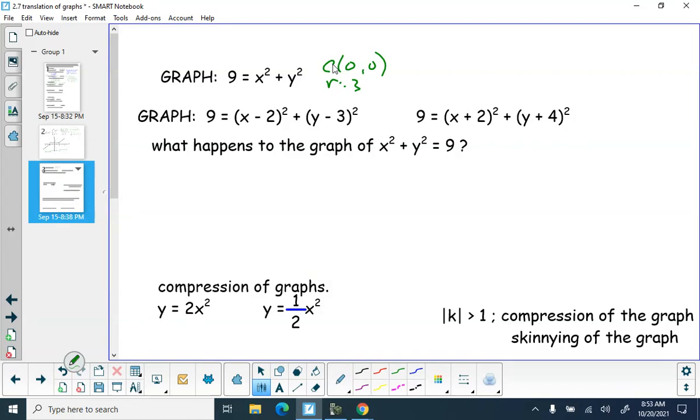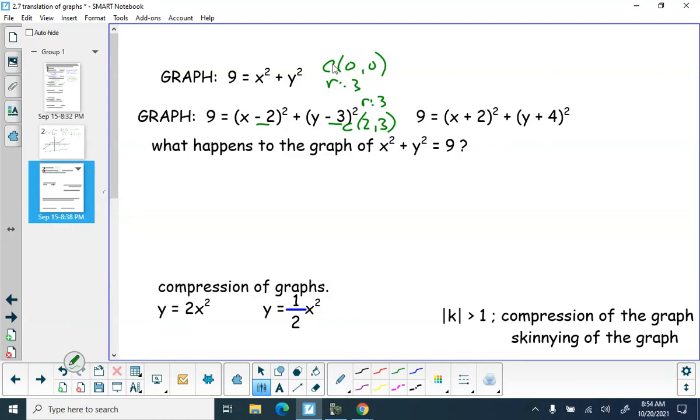what would be our center point if we have x minus 2 quantity squared plus y minus 3 quantity squared? What would be our center point for this, Kylie? 2 and 3. So we have a center point at 2 and 3. We would still have a radius of 3. So what is being subtracted from x and what is being subtracted from y is just a horizontal and vertical translation.